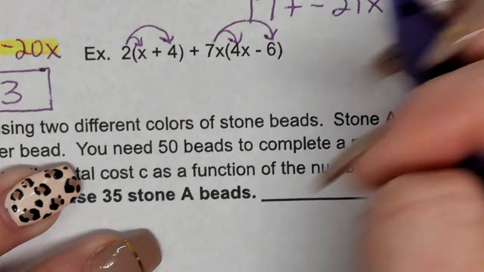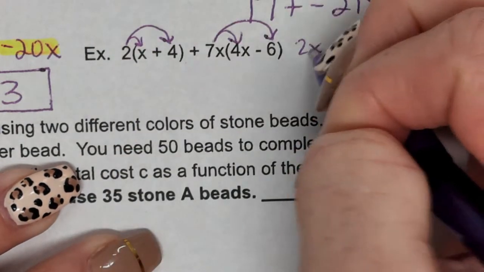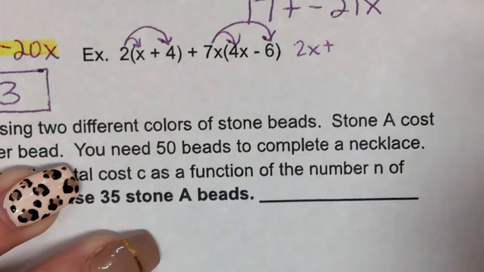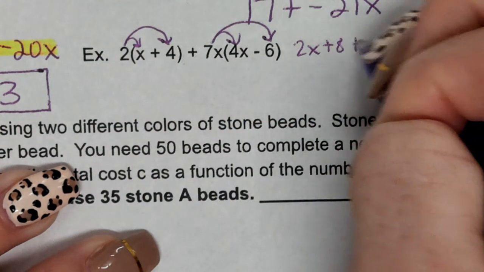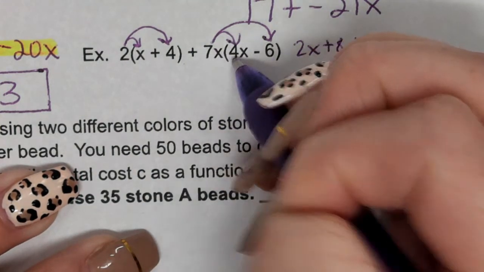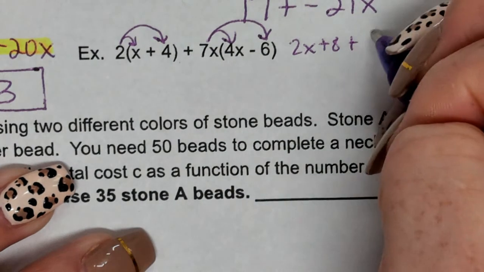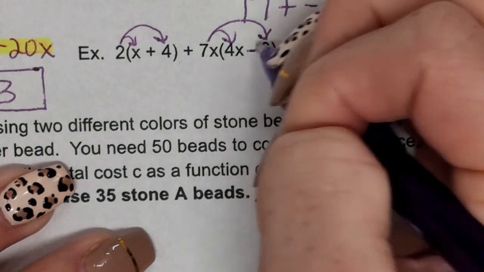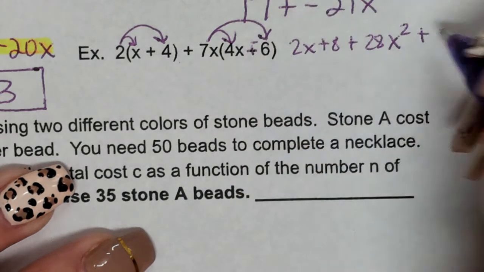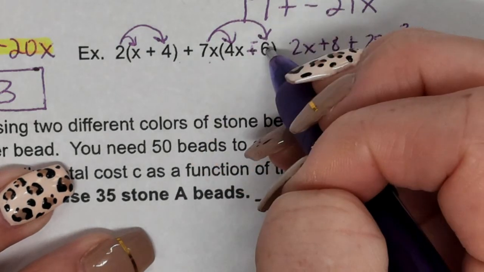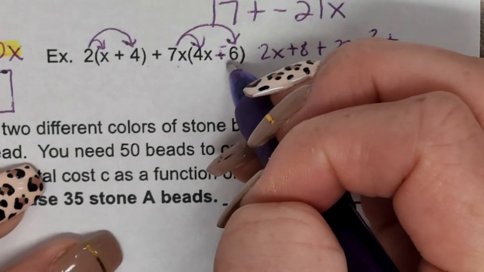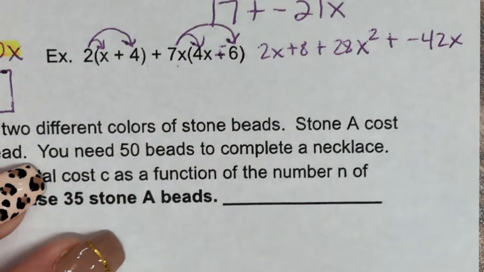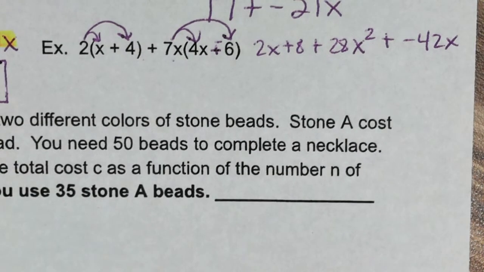2 times x is 2x plus 2 times 4 is 8 plus 7x times 4x is 28x squared. Ooh, I got to change. Plus 7x times negative 6 is what? Negative 42x. And I wrote really, really small just because I thought I was going to run out of room.